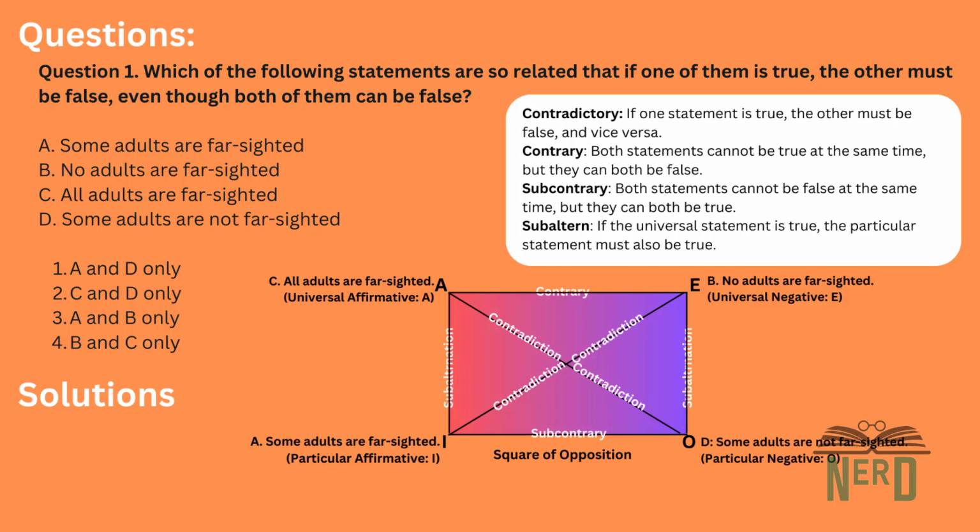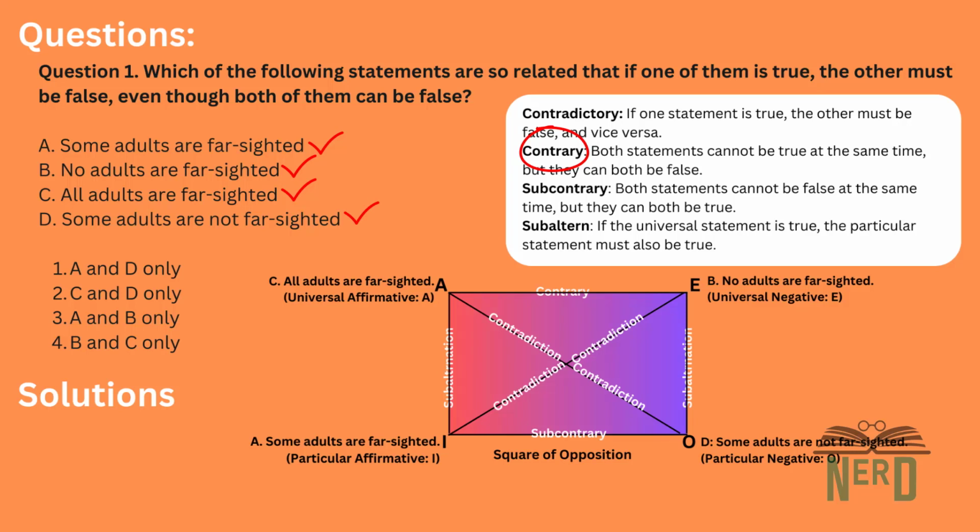Explanations. To determine which statements are so related that if one of them is true, the other must be false, even though both of them can be false, we need to identify the contrary relationship. Given statements. A. Some adults are farsighted. Particular affirmative. I. B. No adults are farsighted. Universal negative. E. C. All adults are farsighted. Universal affirmative. A. D. Some adults are not farsighted. Particular negative. O.